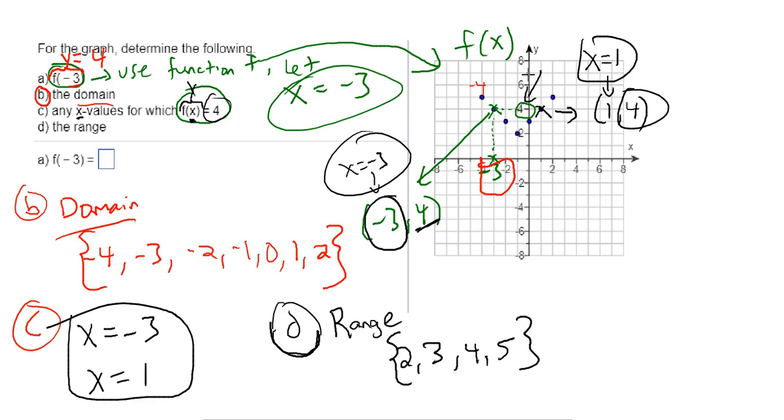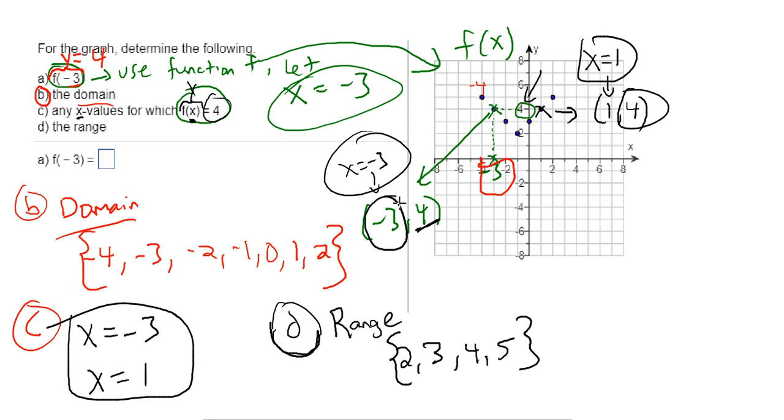There's no points here with a y coordinate of 6. There's no points here with a y coordinate of 1. There's no points here with a y coordinate of 2.5 or 3.1 or any number in between. It's specifically just the numbers 2, 3, 4, and 5. That's the only numbers that it's possible for y to equal in this graph. All right, so that's how the range works. I hope that kind of makes sense.